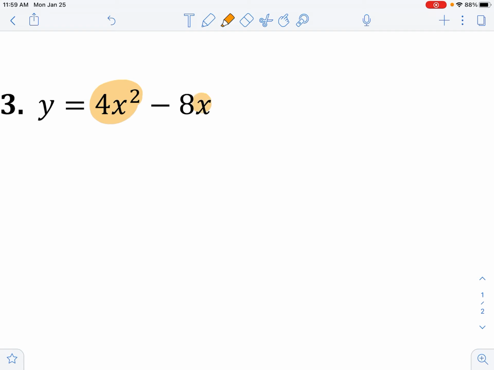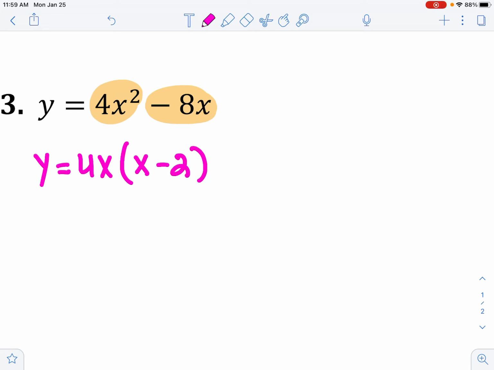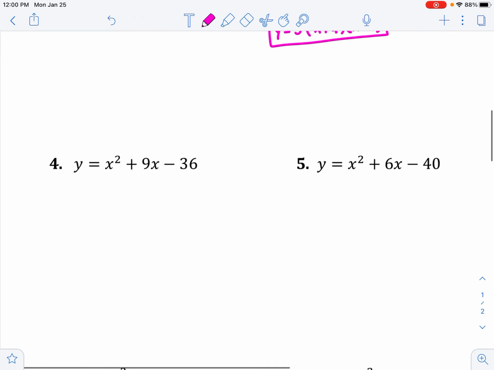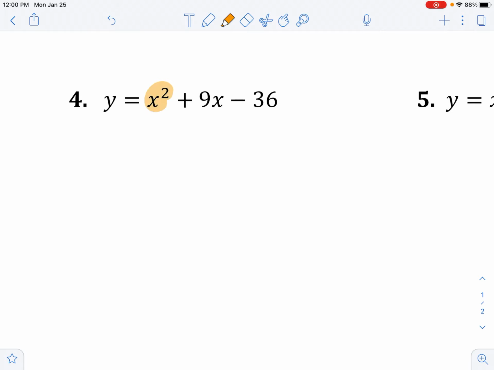First thing I look for is a greatest common factor, GCF. Do these two things have anything in common? They sure do. They have a 4x in common. So 4x times x will give me my 4x squared. 4x times negative 2 will give me my minus 8x. Notice this is a linear. There is no square in it, so this is done. Moving on to the next one.